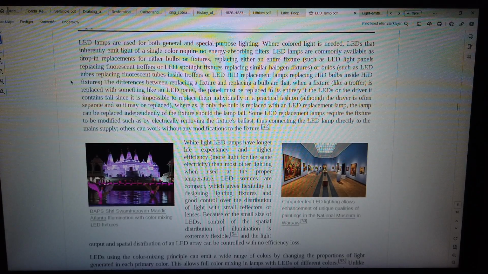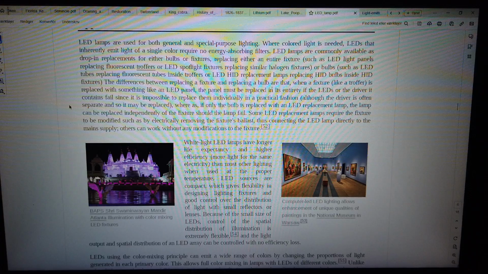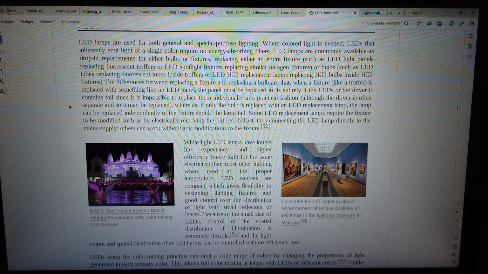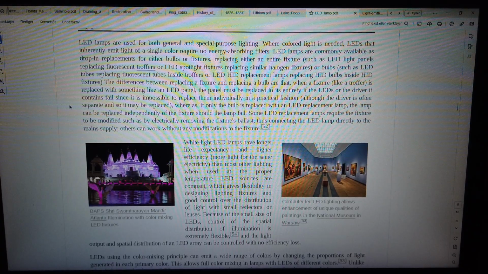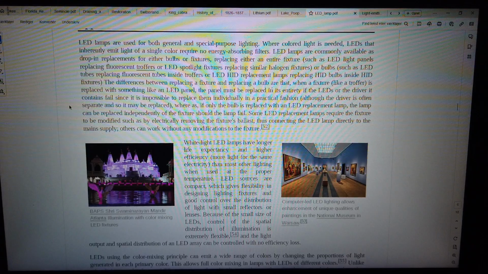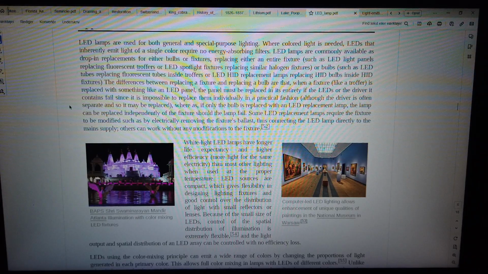The differences between replacing a fixture and replacing a bulb are that, when a fixture, like a troffer, is replaced with something like an LED panel, the panel must be replaced in its entirety if the LEDs or the driver it contains fail, since it is impossible to replace them individually in a practical fashion, although the driver is often separate and so it may be replaced. Whereas, if only the bulb is replaced with an LED replacement lamp, the lamp can be replaced independently of the fixture should the lamp fail.